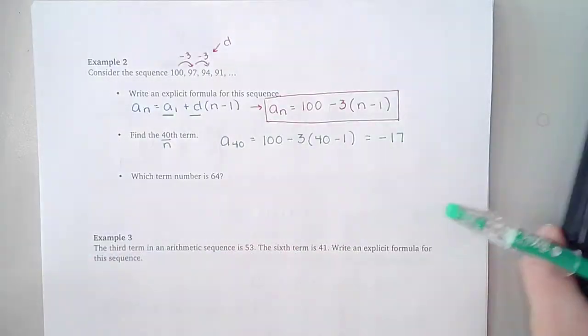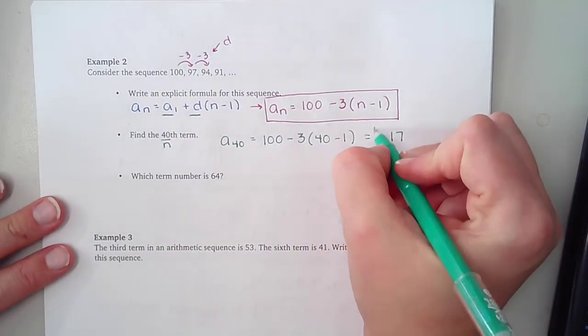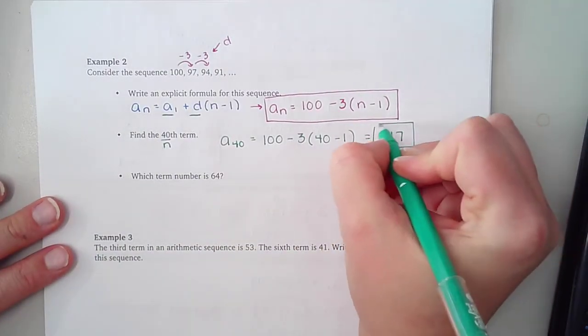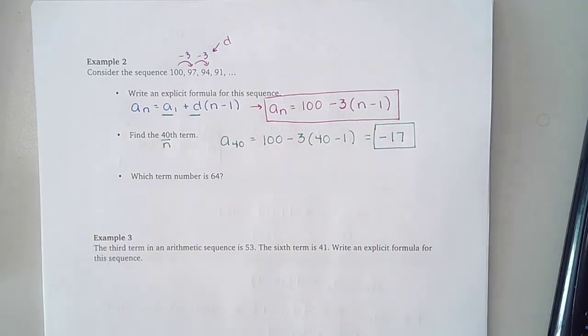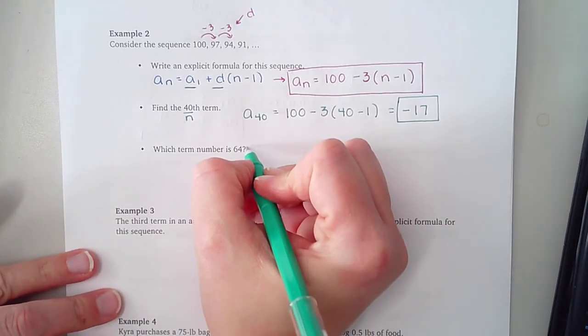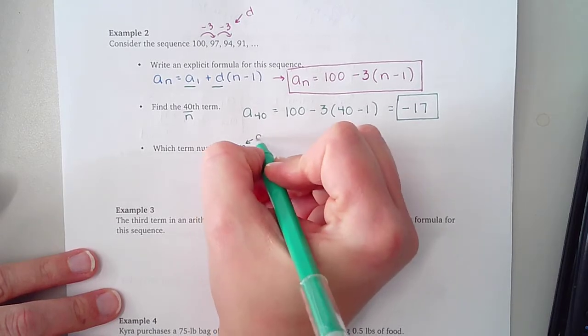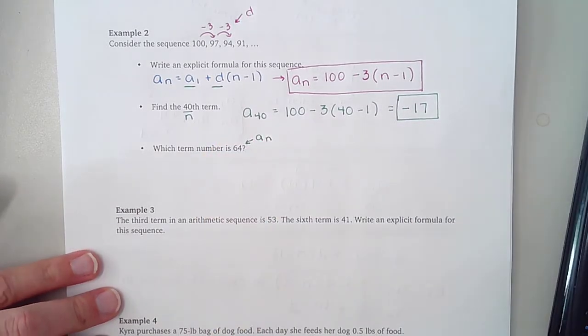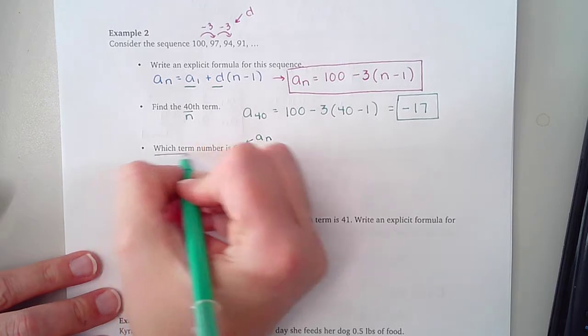So term 40, the 40th term, would be negative 17. Okay, so now look at this question. Which term number is 64? So what they're doing to us now is they're giving us the term. They're saying this is a sub n, and they want to know which term number.